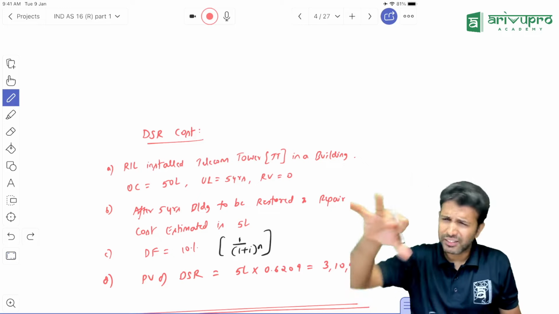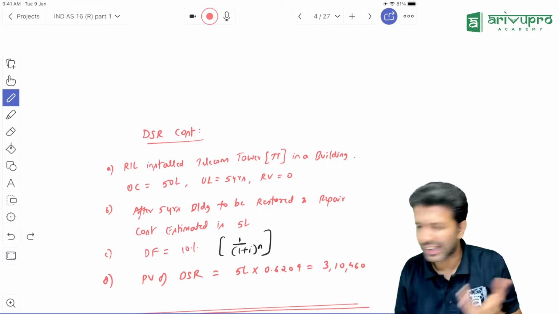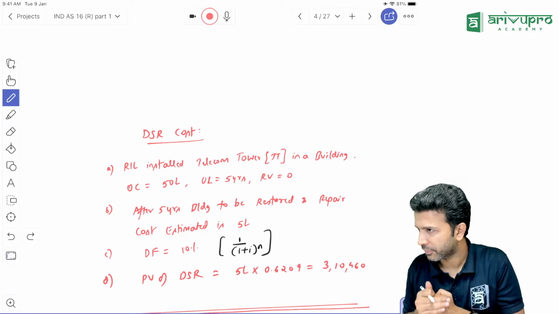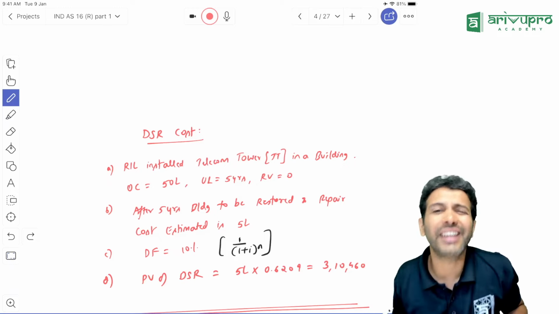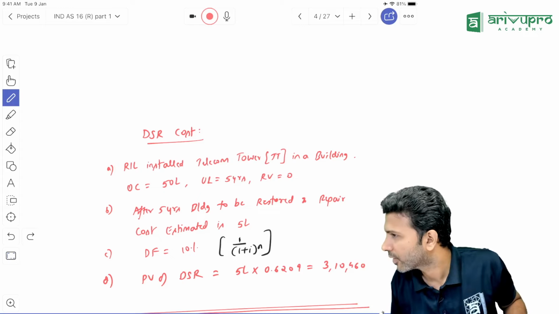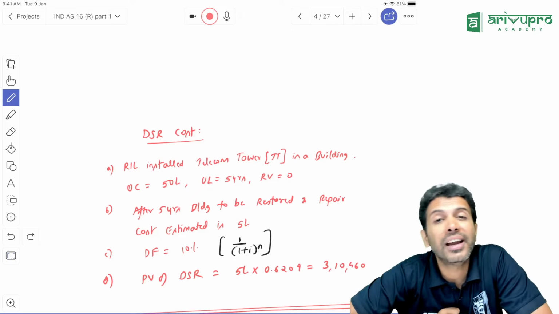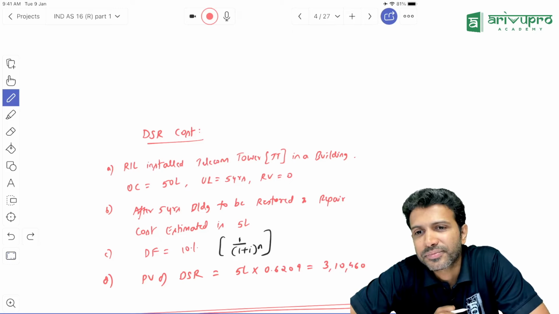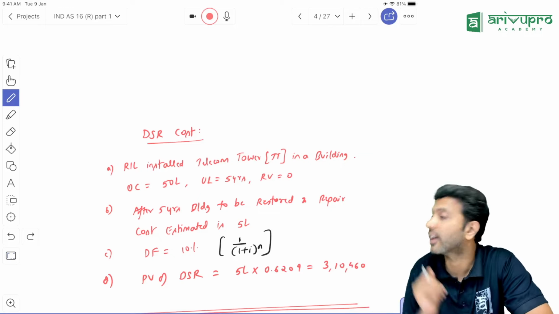The building owner, out of curiosity, asked, after 5 years, what will happen? Reliance told him, I will take out that telecom tower, I'll airlift it, remove it, and take it away. The building owner asked, will there be any damage to my building? Reliance told him, yes, there will be some damage. Now, what do you think the building owner will tell Reliance?